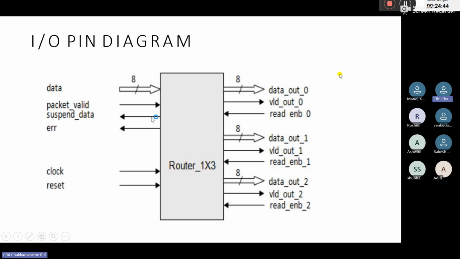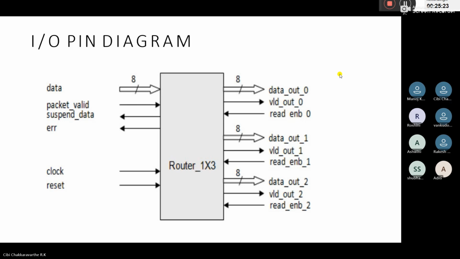First, our input data is passed. Then before reaching the destination, our router should indicate whether the data is valid or not. From the source, it will convey to the destination that the given data is a valid one, so you can accept it. For that, it will give a signal, that is called packet valid.